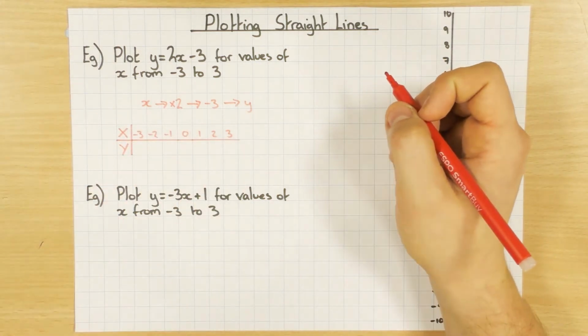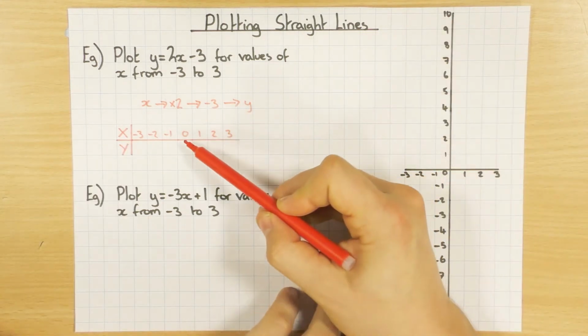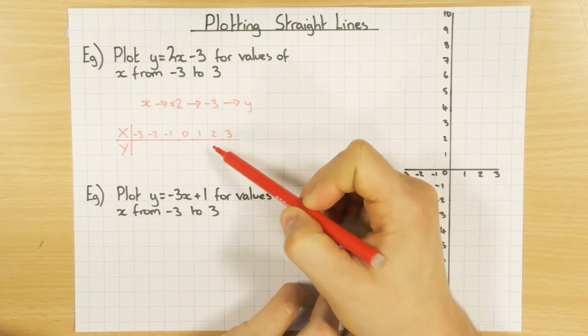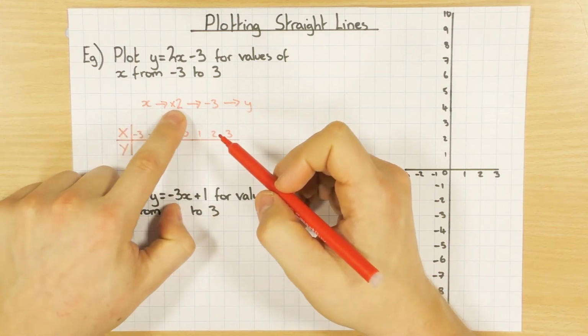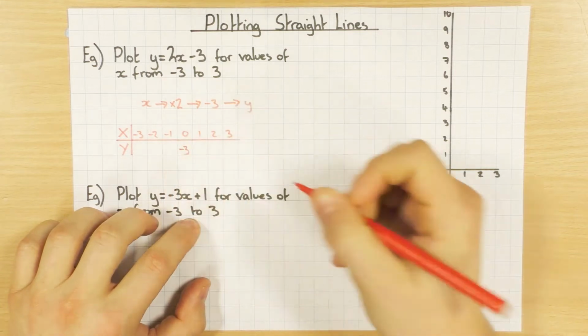Now, if you're confident with your negative numbers, by all means start at -3. However, I recommend starting at 0 and doing the positives first. It's just easier, and you'll see something in a minute. So if I start off with 0, 0 times 2 is 0. Take away 3 is obviously -3.